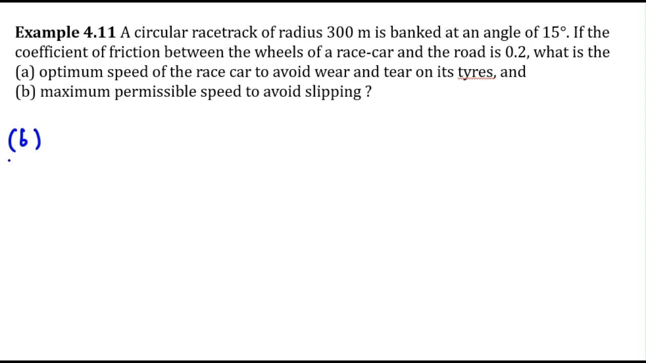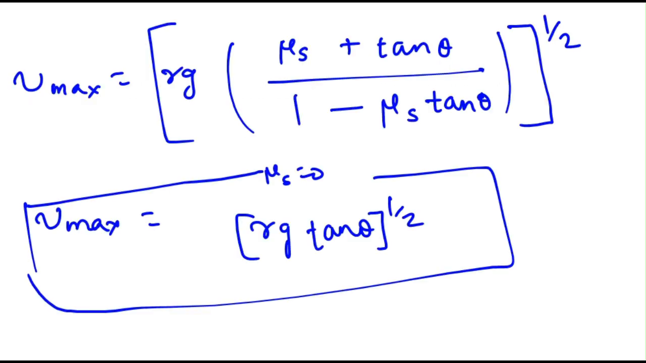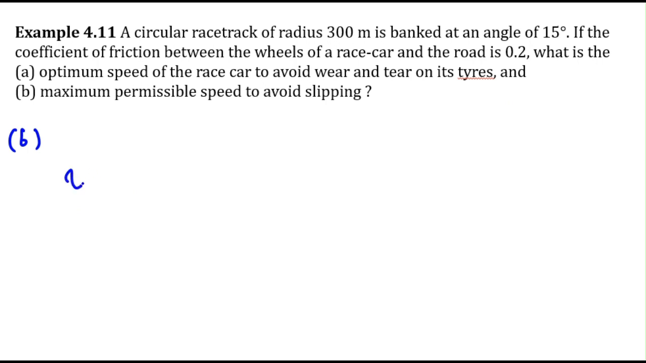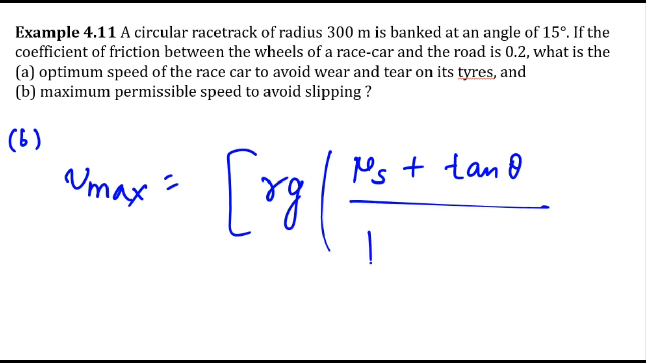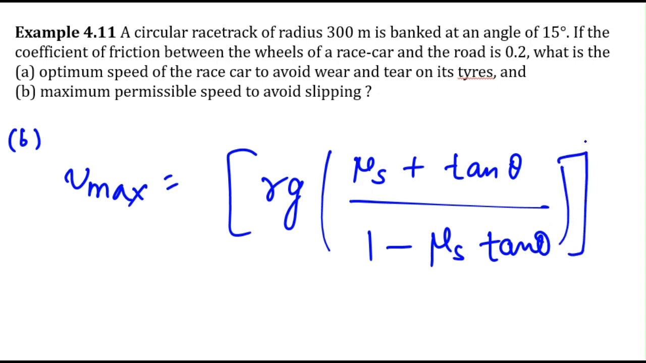What is the maximum permissible speed? We have discussed in our previous videos that the maximum permissible speed in this case is v max equals the square root of r g times mu s plus tan theta divided by 1 minus mu s tan theta, the square root of this entire expression.